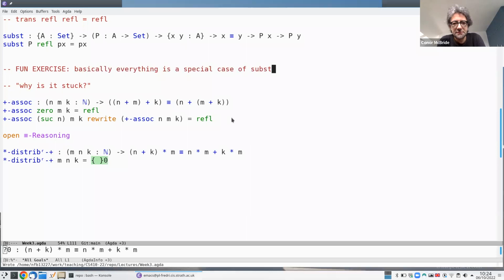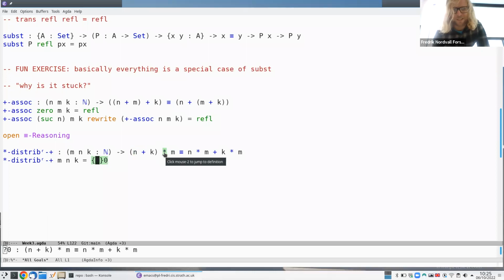Okay, so I want to show you one more tool in the toolbox when it comes to equality. So I've just picked another fact about natural numbers that should be true, which this time says that times distributes over plus. So if I have a sum times something, that should be the same as a sum of products. So how is multiplication defined? We have to play the game of why is it stuck, right? The outermost thing here on the right is multiplication. So this is going to be stuck because of something to do with multiplication.